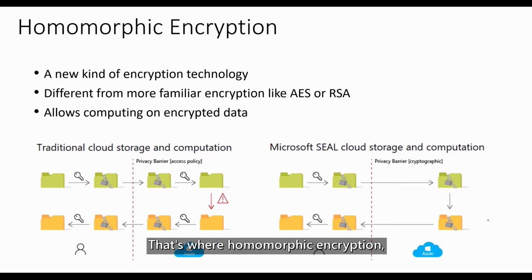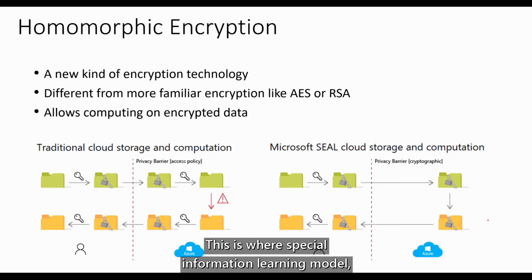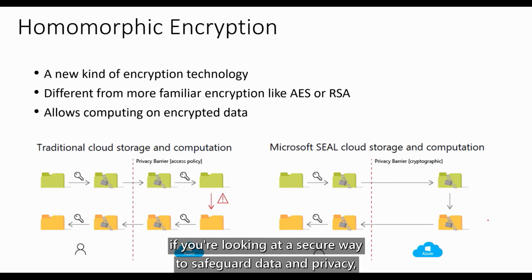That's where homomorphic encryption, which is code-named Microsoft SEAL, comes to the rescue here. This is where, especially for machine learning models, if you're looking at a secure way to safeguard data and privacy, homomorphic encryption is super valuable.